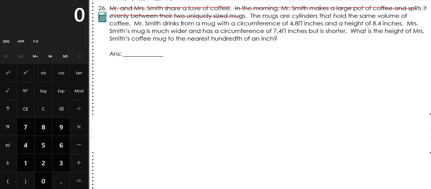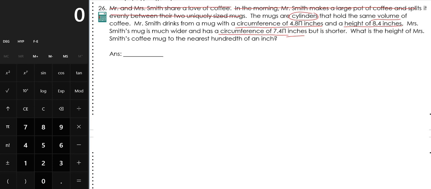The mugs are cylinders that hold the same volume of coffee. Okay, I care about this. All right, they're both cylinders that hold the same volume, so their volumes are the same. That's important. Mr. Smith drinks from a mug with a circumference of 4.8 pi inches and a height of 8.4 inches, while Mrs. Smith's mug is much wider and has a circumference of 7.4 pi inches, but it's shorter. They didn't tell me how much shorter, but okay.